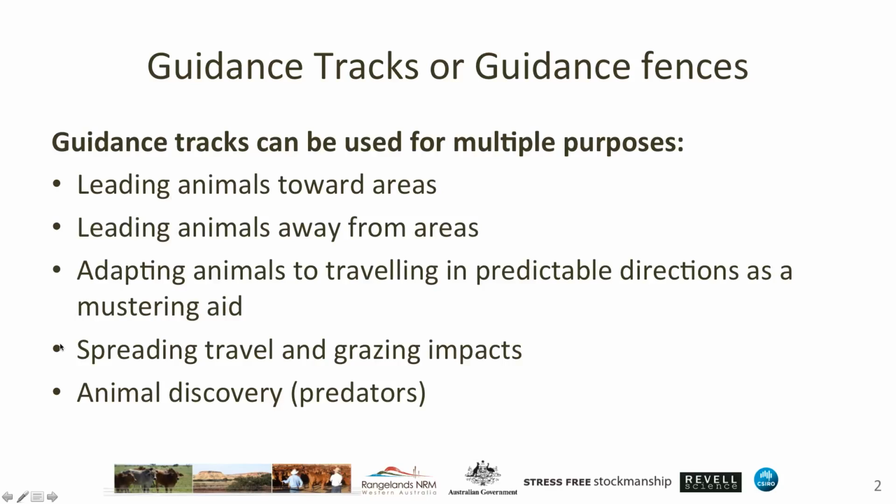We could also use tracks and guidance fences to spread the impacts of animal movement and grazing from areas of current use to areas of relative underutilisation. And think also how it could be used for animal discovery, particularly with predators, because they too will learn to make use of the guidance tracks and move along guidance fences, allowing you the opportunity to learn more about the number and type of animals in that area. For example, you could place a motion detection trap camera at one or both ends of a relatively short guidance track or guidance fence and learn quite a lot about the animals that are out there and shape your management responses accordingly.